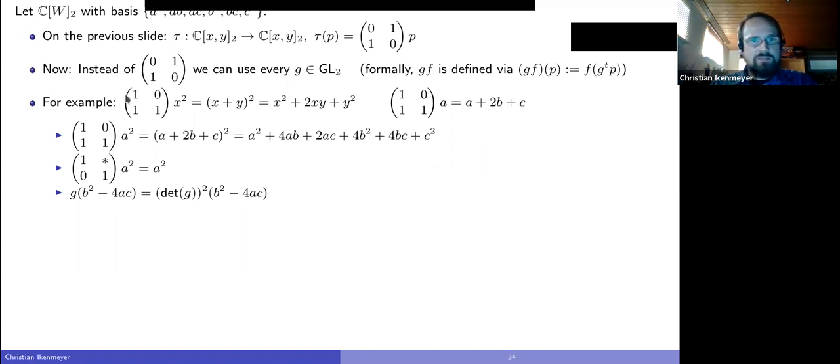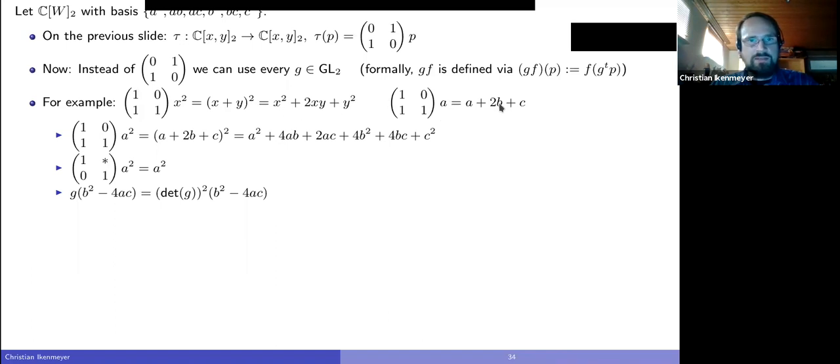If you have this matrix here and you apply it to x squared, well, this matrix says that you replace x by y and you replace y by x. And this one says you replace x by x plus y and you keep y. So if you apply that to x squared, you get x plus y squared. You get this polynomial here. And again, you rename the basis vectors. So if you apply it to A, you get A plus 2B plus C.